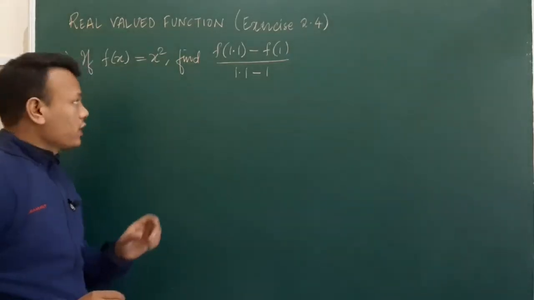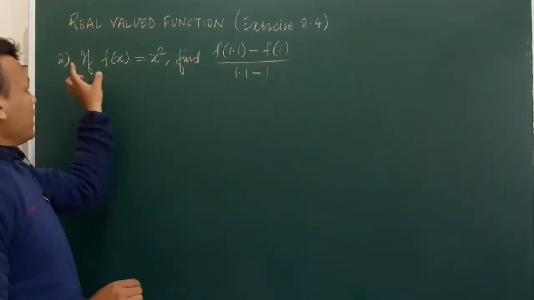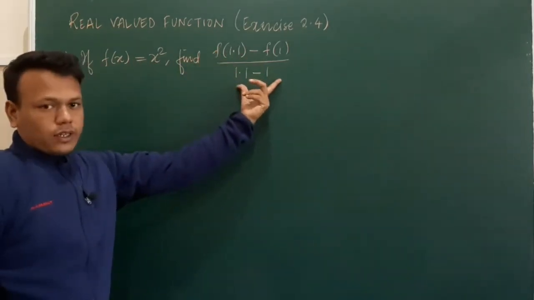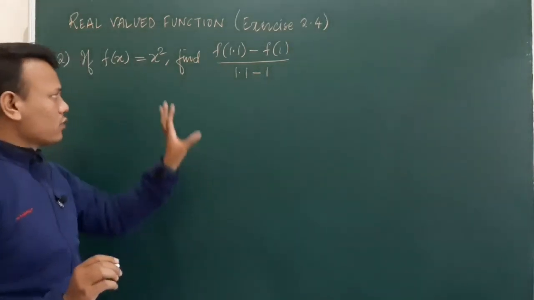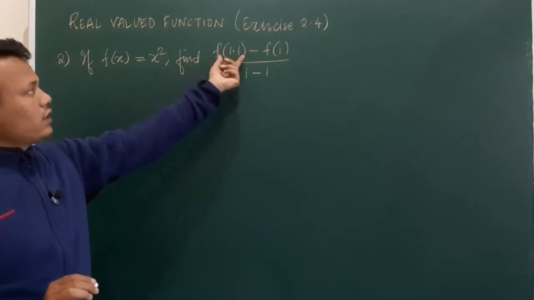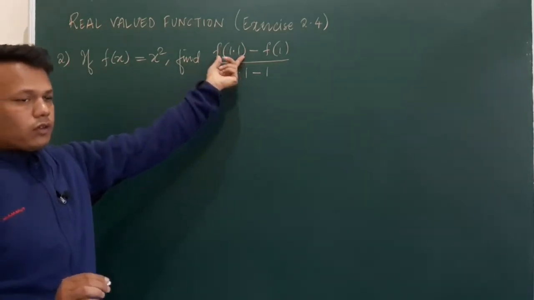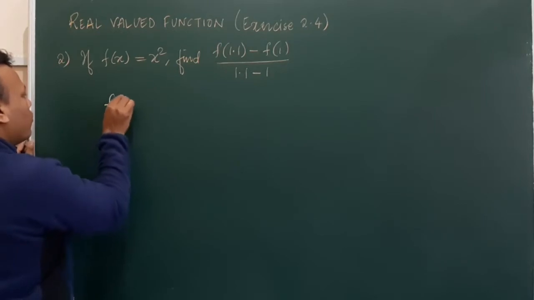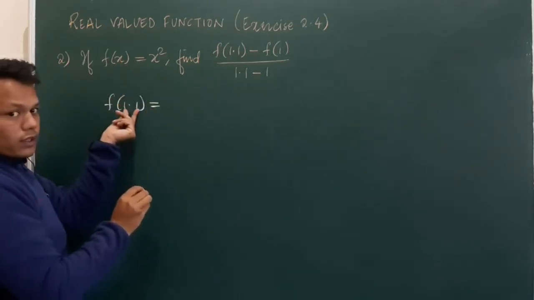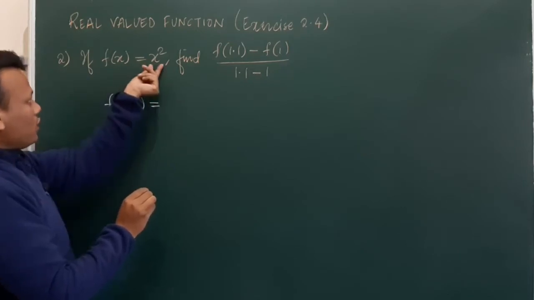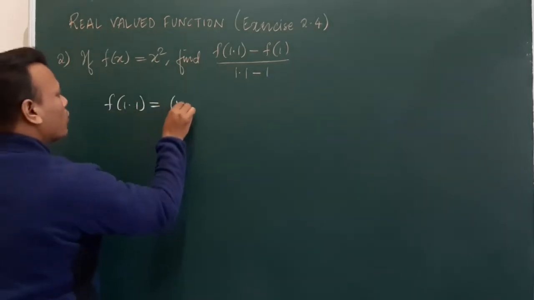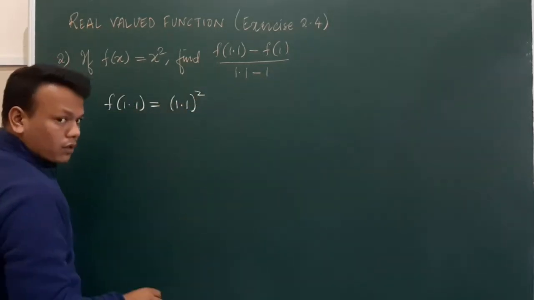So the first question for the day, question number 2. The question says if f(x) is equal to x square, find this particular quantity. Now it's very simple. So let's see how to evaluate. First you can evaluate how much is f of 1.1. Now instead of x I have 1.1, isn't it? So here I am going to write instead of x, 1.1. So we have 1.1 squared.